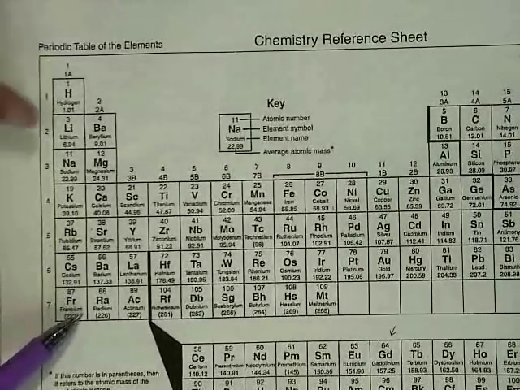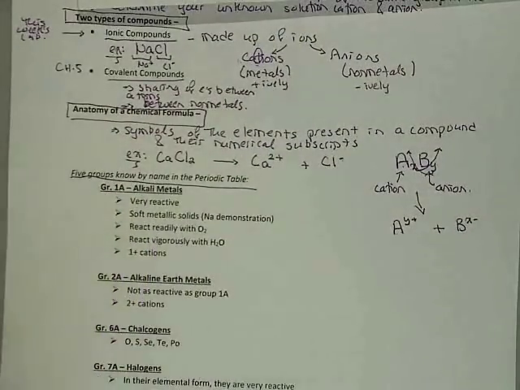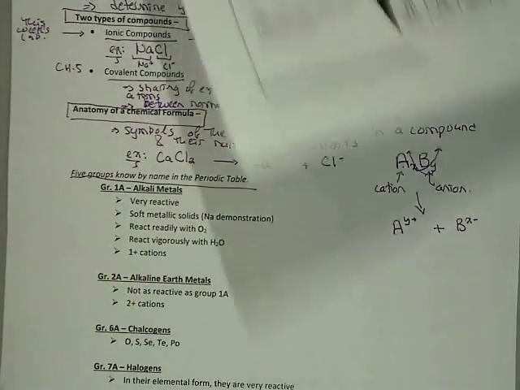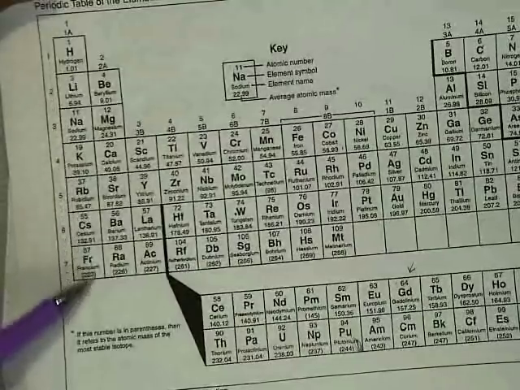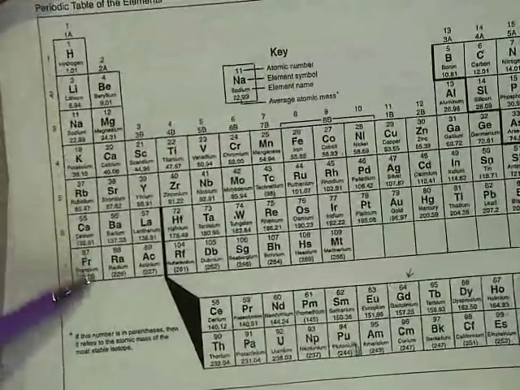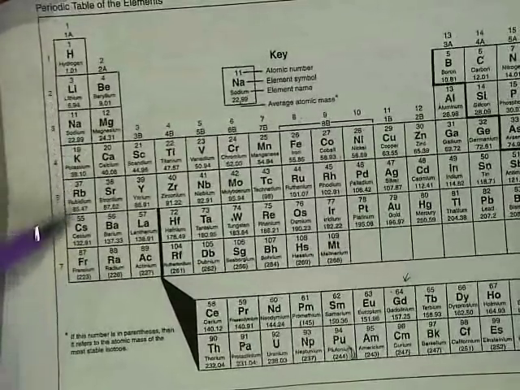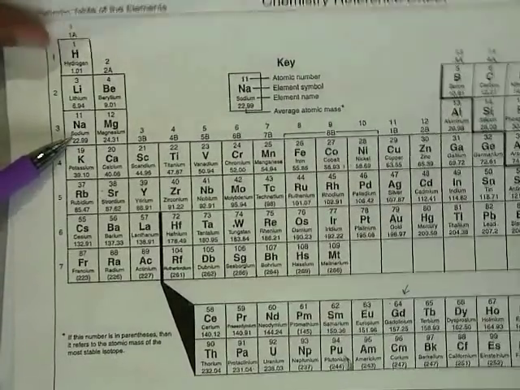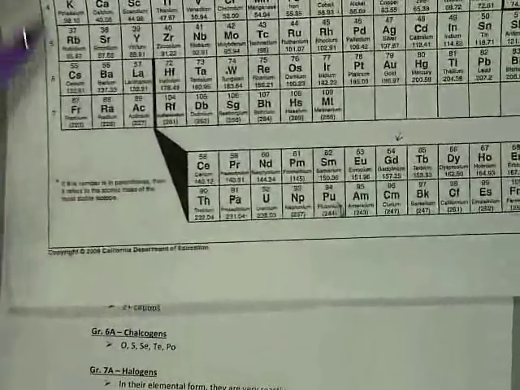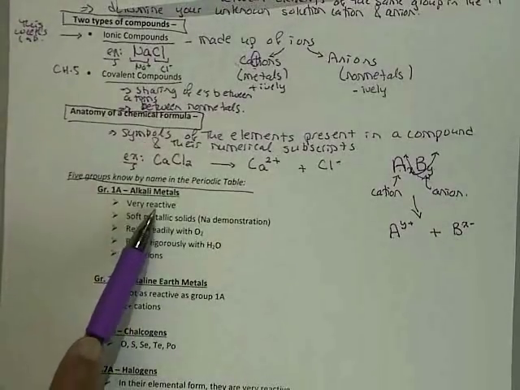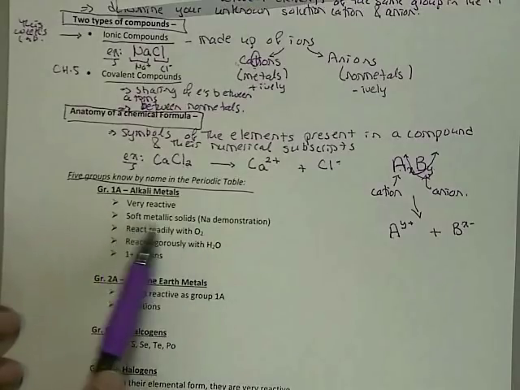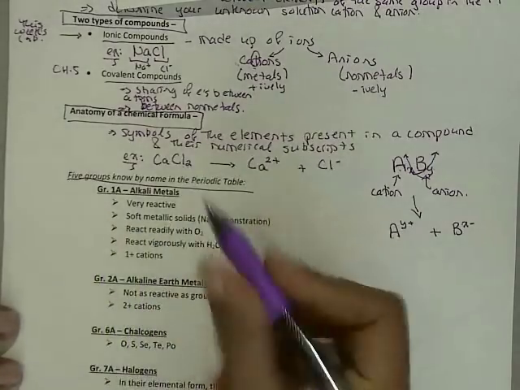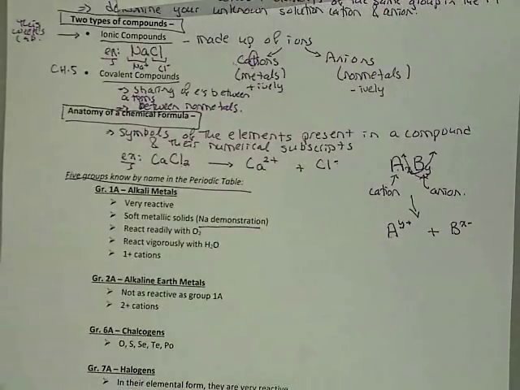Group 1A, this group here, is known as the alkali metals. Each group has specific chemical and physical properties. All of these elements, with the exception of hydrogen, behave in the same manner. Your instructor will do a demonstration for sodium metal. All group 1A elements are very reactive. They're soft metallic solids, and we're going to do a demonstration in lab so you'll see how soft sodium metal is.